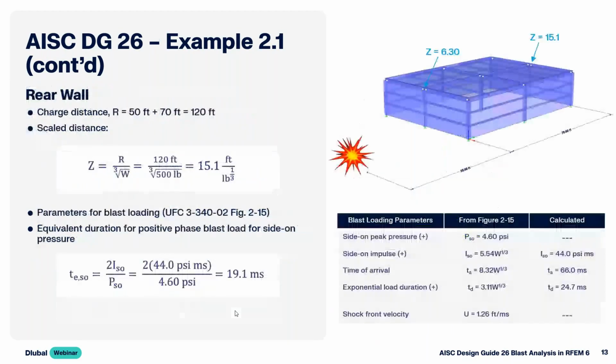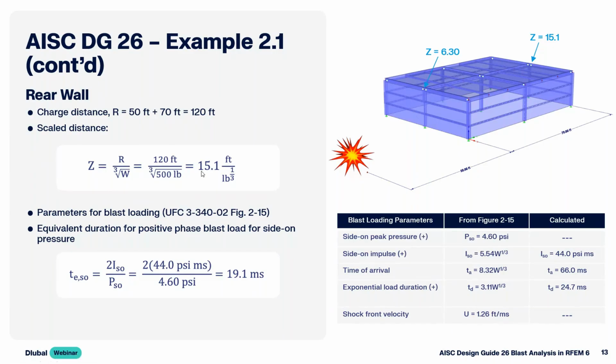And now finally, we turn to the rear wall. So for this one, we do want to modify our charge distance. This rear wall will take into consideration the distance from the blast to the front face of the structure, which is 50 feet. But then we also have the length of the structure of 70 feet. So our new distance will add these two together to get 120 feet. Well, modifying also our scale distance with the equation R over the cube root of W, we're going to input in the 120 feet. We still have 500 pounds, and we get a value of 15.1.